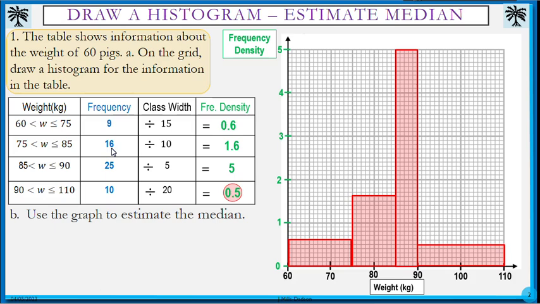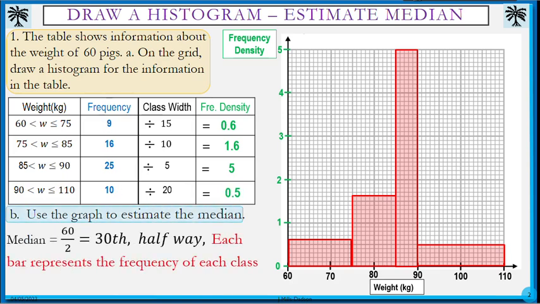The frequency. So we know that to work out the median, we need halfway. We add the frequencies, that gives you 60, divided by 2, because median means halfway. That gives you the 30th position. So we are looking for the 30th position in the bars, and you just have to do that by adding the frequencies. We know the frequencies are 9, 16, 25, and 10. We keep on adding until we have exactly 30.